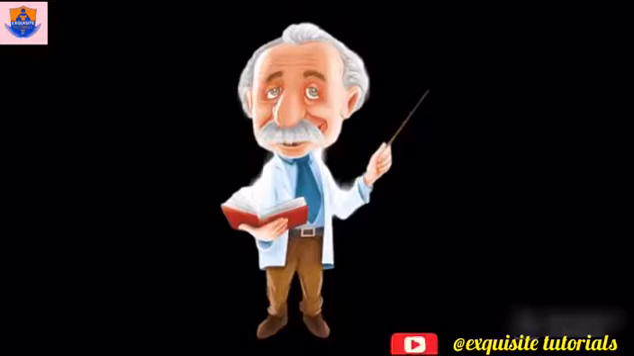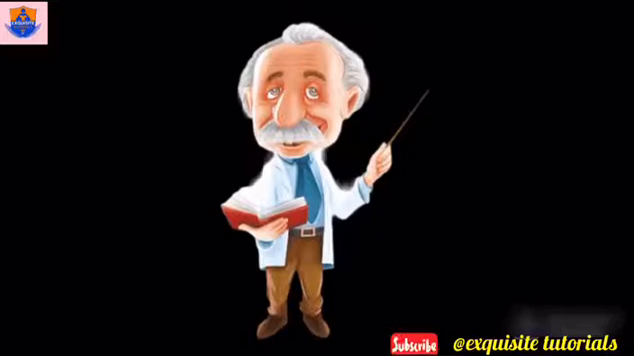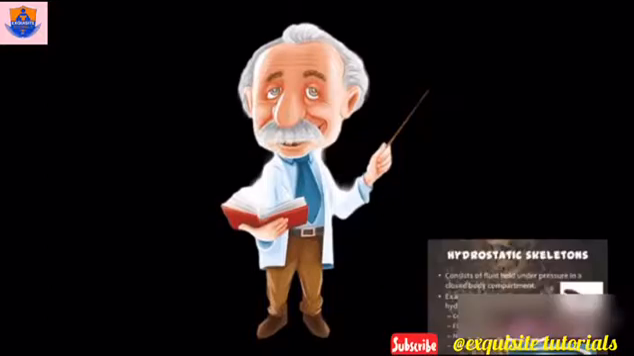Right, so now we'll be starting with supportive systems, supportive tissues, supportive organs. Now let's look at the supporting system. We have various types of supporting system, but basically we have three types: the hydrostatic skeleton, the exoskeleton, and the endoskeleton.